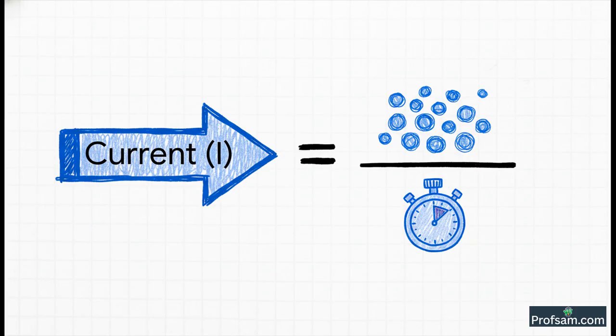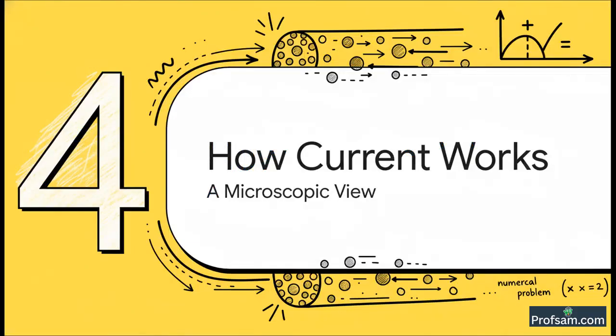And this is the simple formula that captures that idea. I stands for current, and it's equal to Q, which is the total charge, divided by t, the time it takes. And the unit we use for current is the ampere. So what is 1 ampere? It's simply 1 coulomb of charge flowing past a point in 1 second. Okay, let's zoom into the wire itself now and see how this flow really gets started. And once we understand that, we'll try a very simple numerical to make sure the concept is locked in.